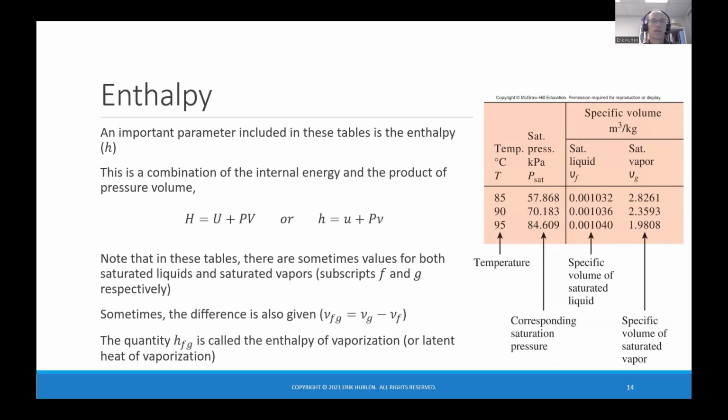The columns for the specific internal energy and enthalpy are similar, with three similar columns: one for liquids, subscript F, one for vapors, subscript G, and the difference between the two, subscript Fg. In the case of enthalpy, the value of h sub Fg is called the enthalpy of vaporization and is equivalent to the latent heat of vaporization.